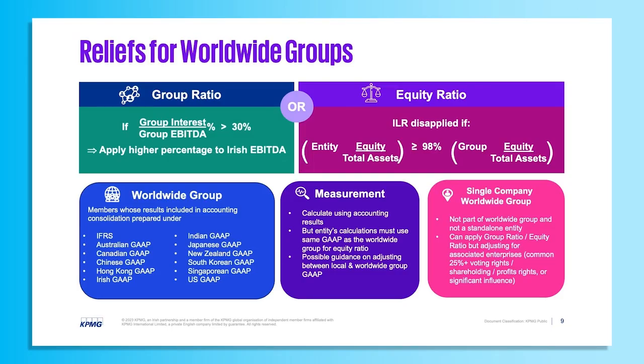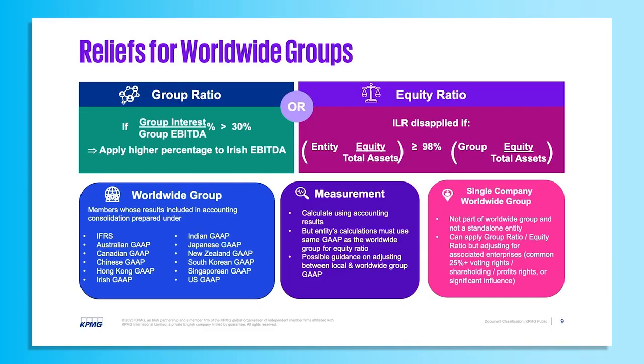The first relief is the group ratio relief. It looks at the worldwide accounting consolidated results for the group, and applying the accounting results, it looks at what percentage of the accounting EBITDA is accounted for by means of finance expense, interest essentially. If that percentage is more than the 30% normal limit, then the group can apply that higher percentage when applying its ILR calculations. Importantly, these measures of EBITDA and of financing expense are those recorded in the company's financial statements and are not linked to the earlier definitions of interest expense that we use when looking at the tax rules. So there can be an important difference here.